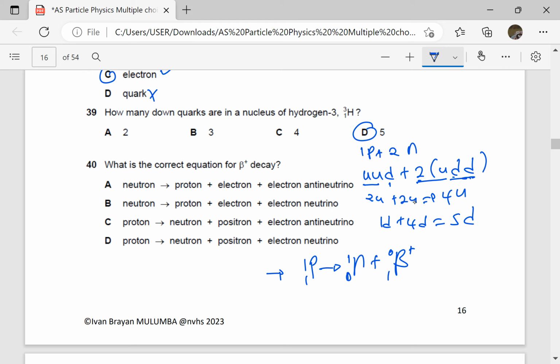Now it is balancing, and this is accompanied by a neutrino, because it is a positron. So the other options are wrong. It is a proton changing to a neutron, giving us a positron and an electron neutrino. So the answer is D.